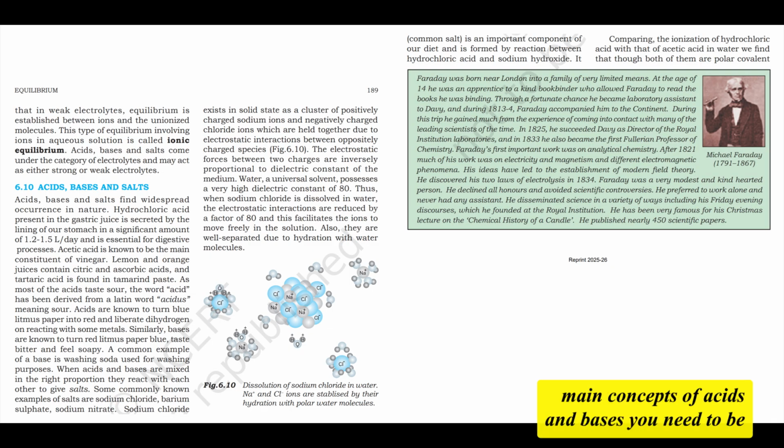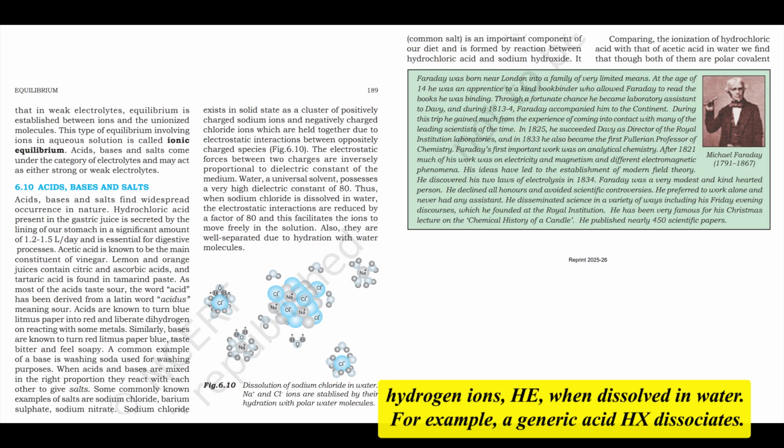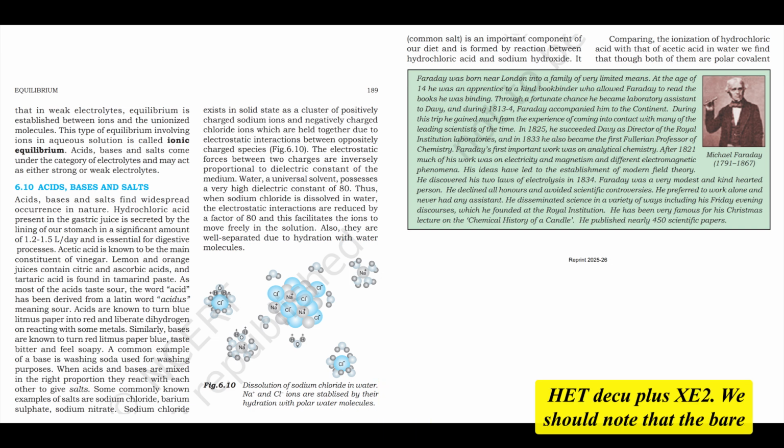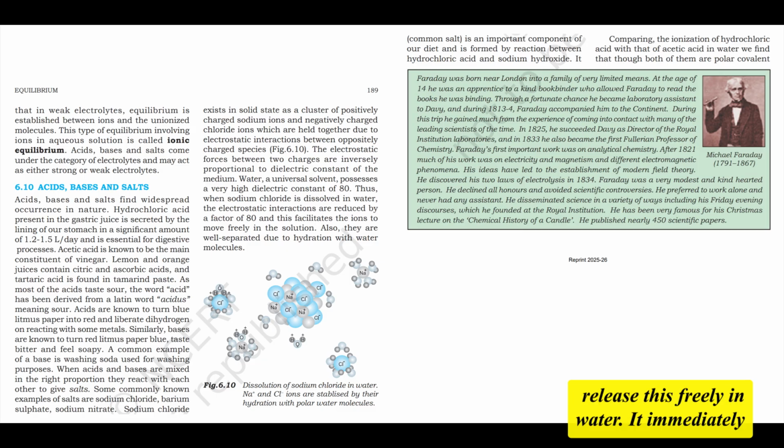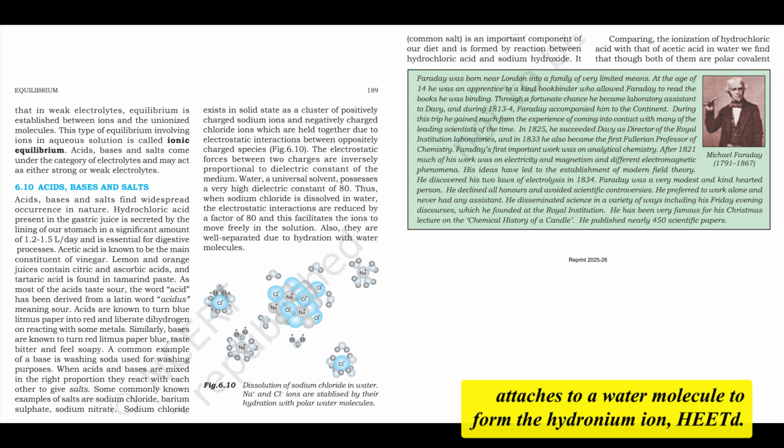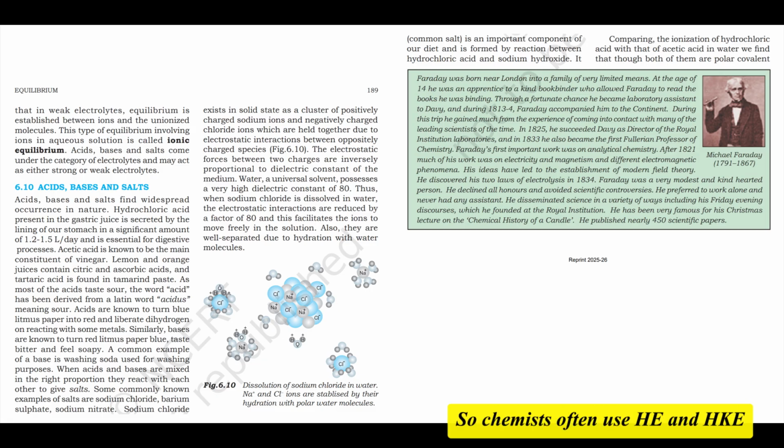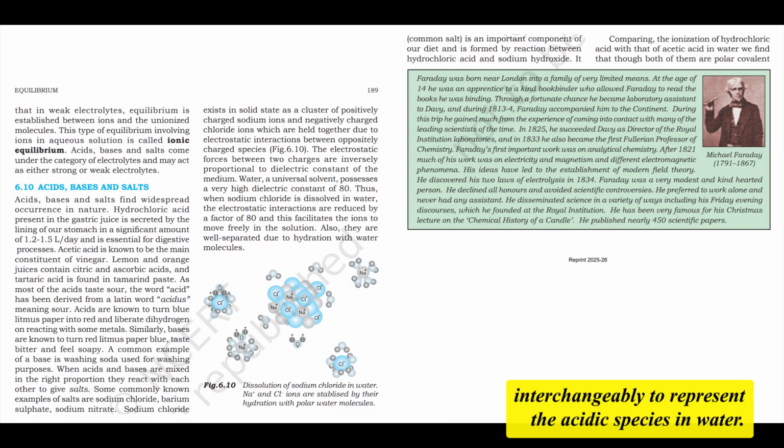There are three main concepts of acids and bases you need to be familiar with for your exams. First, the earliest formal definition is the Arrhenius concept. Svante Arrhenius proposed this around 1884. An Arrhenius acid is a substance that produces hydrogen ions, H+, when dissolved in water. For example, a generic acid HX dissociates: HX gives H+ plus X-. We should note that the bare proton H+ is extremely reactive and doesn't really exist freely in water. It immediately attaches to a water molecule to form the hydronium ion, H3O+. So chemists often use H+ and H3O+ interchangeably to represent the acidic species in water.